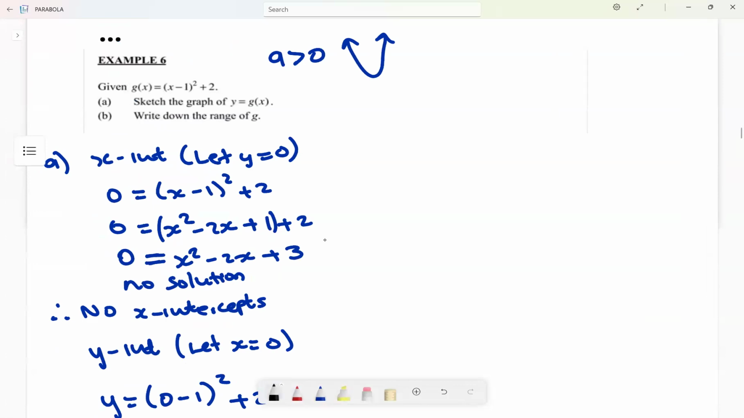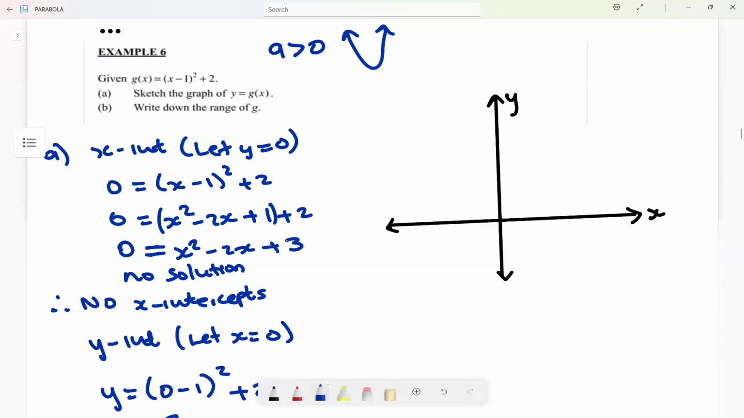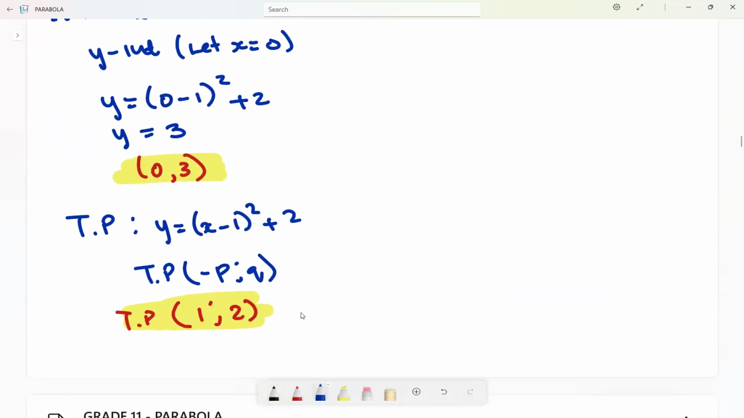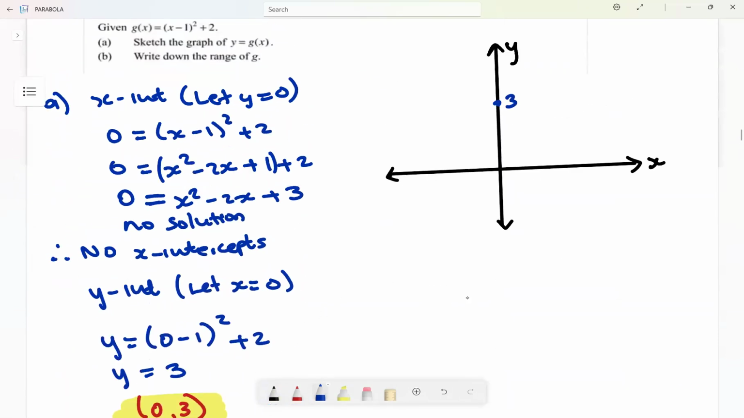When I plot that in a graph, I'm going to have my y-axis and my x-axis like that, not necessarily drawn to scale. The x-intercept I do not have. My y-intercept is 3, so somewhere here at 3. And then my turning point is 1 and 2: 1 might be here, and then 2 might be somewhere here. Can we see that?